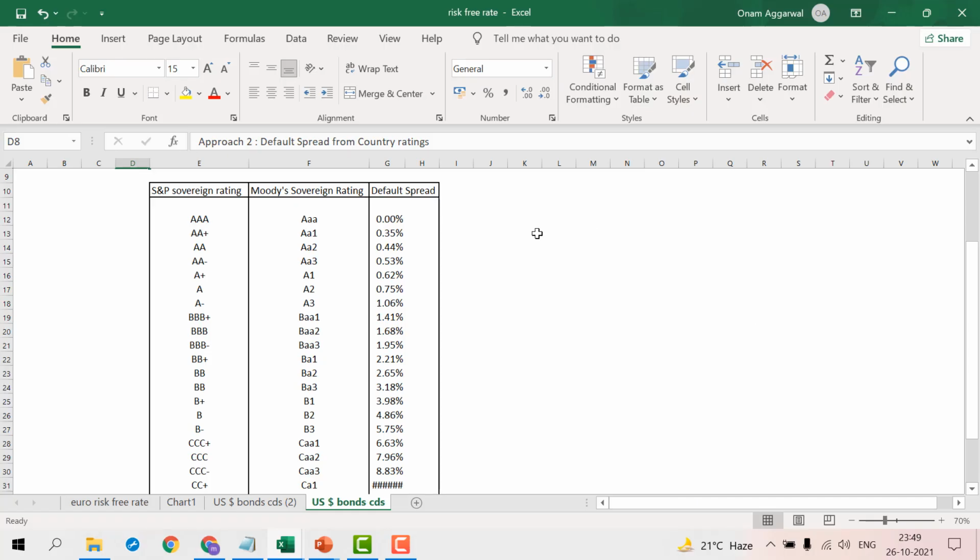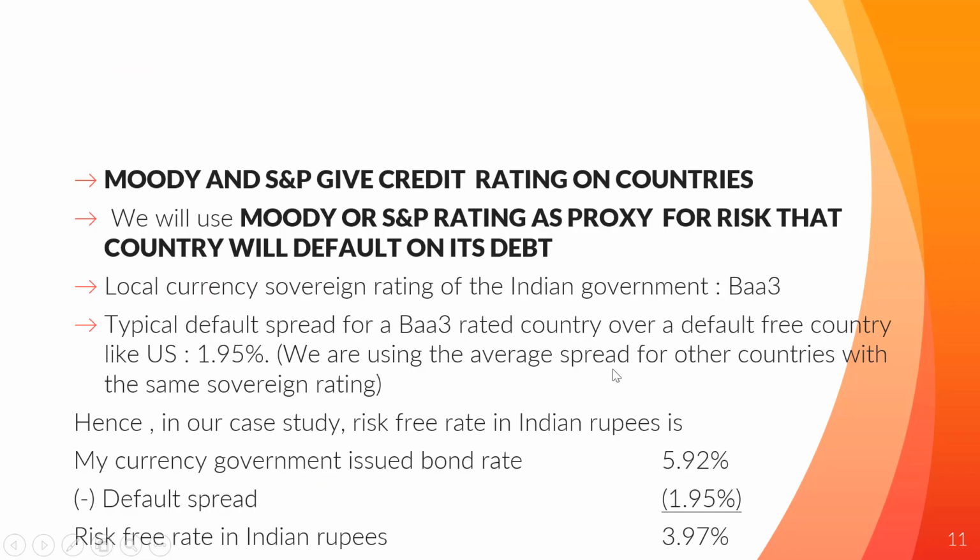What we are basically doing is we're taking a AAA rated country like US, and we are taking other countries which are listed on the CDS market and checking their Moody's ratings. And when checking their Moody's ratings, we are checking what is the default spread of that country in the CDS market. Now we see that India has a Baa3 rating, and the default spread for such countries which are listed in CDS market and have Baa3 rating is 1.95%. So we are basically using the average spread for other countries with the same sovereign rating.